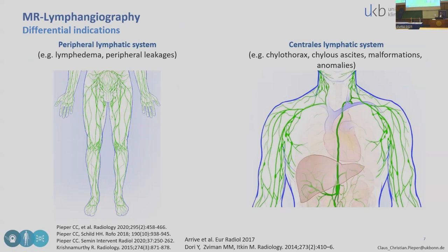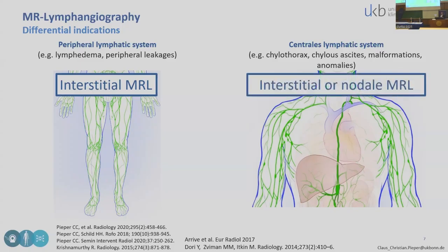When we want to examine patients with peripheral diseases, so lymphedema or peripheral leakages, we currently need interstitial MRL. When you want to get information about the central lymphatic system, for example, in patients with chylothorax or lymphatic anomalies, you can do both, although nodal MRI gives you more dynamic information.